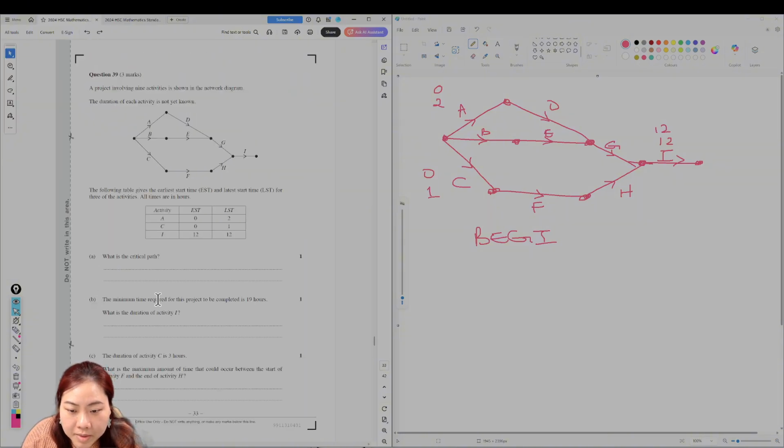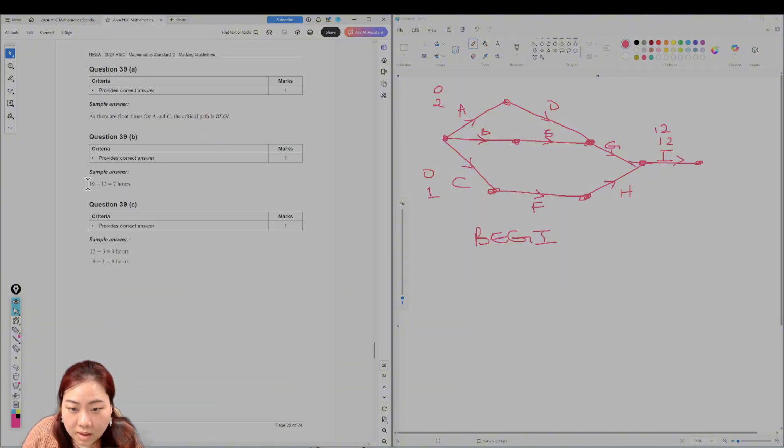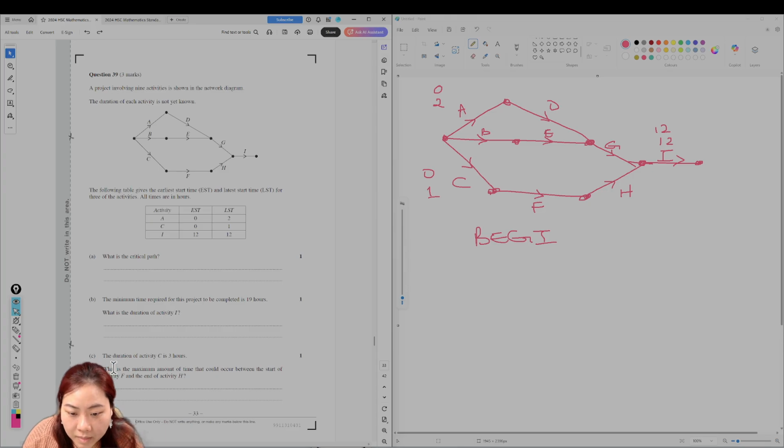The minimum time required for this project to be completed is 19 hours. What is the duration for activity I? 7 hours, because it starts at 12 and it completed 19, so 7 hours. Let's find out. Yep, 19 minus 12, 7. The duration of activity C is 3 hours. Okay, that's 3 hours. This is 7 hours.